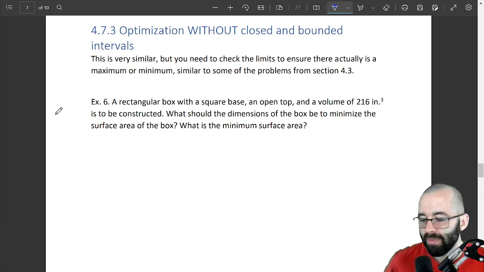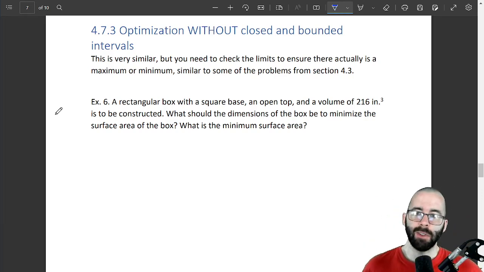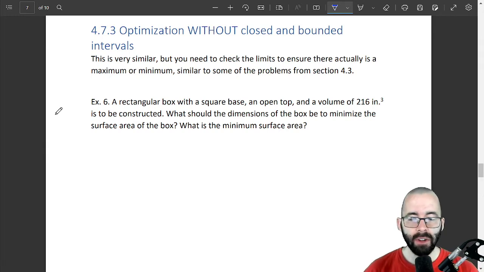All right, so this next video is almost identical to the first video. Optimization without a closed and bounded interval is actually pretty similar. There's just going to be some small things that pop up. You just have to make sure of a slight difference in how we verify that something is indeed a maximum or a minimum. So let's just jump right into example 6.